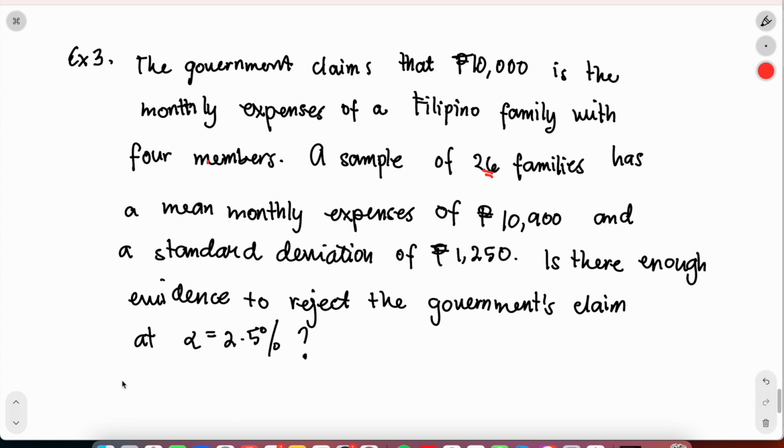So let's say here we have our null. Here, mu is equal to 10,000 pesos, and our alternative is H sub a is not equal to 10,000. Ma'am, how can we know in the problem if it's not equal?